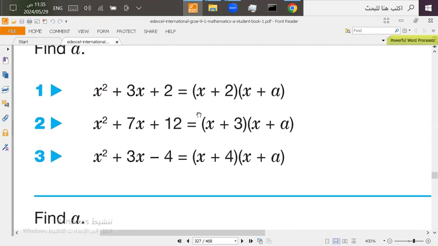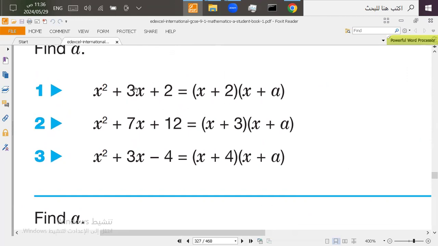Here, they already helped you with the factorizing. They factorized and they left A empty, so you're supposed to find A. So here, let's take a look. This one, it's x plus, because this is positive or plus, it means they have the same signs.